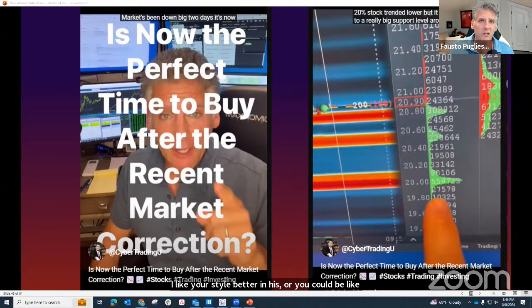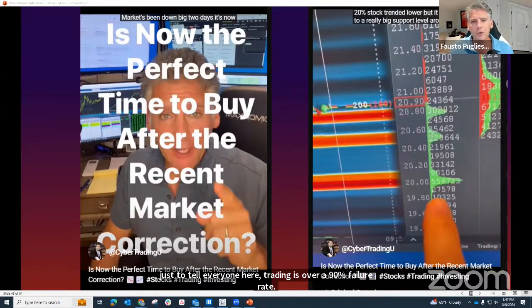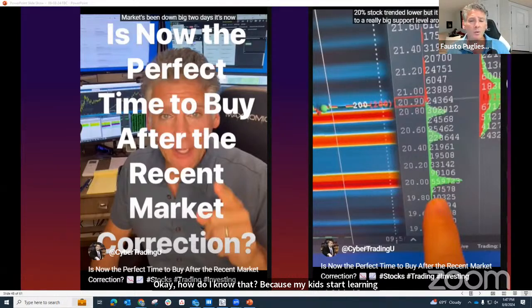But just to tell everyone here, trading has over a 90% failure rate. You could answer this question yourself. How successful do you think your child would be if you gave him the keys to the car because he passed the age, but never took his road test, never took his permit, never jumped in a car? How do I know that? Because my kids just started learning how to drive. It was the scariest thing in my life. So why would you think that you can go out there and trade if someone never taught you how to do it? So please go out there, and you've got to learn from more than one person.